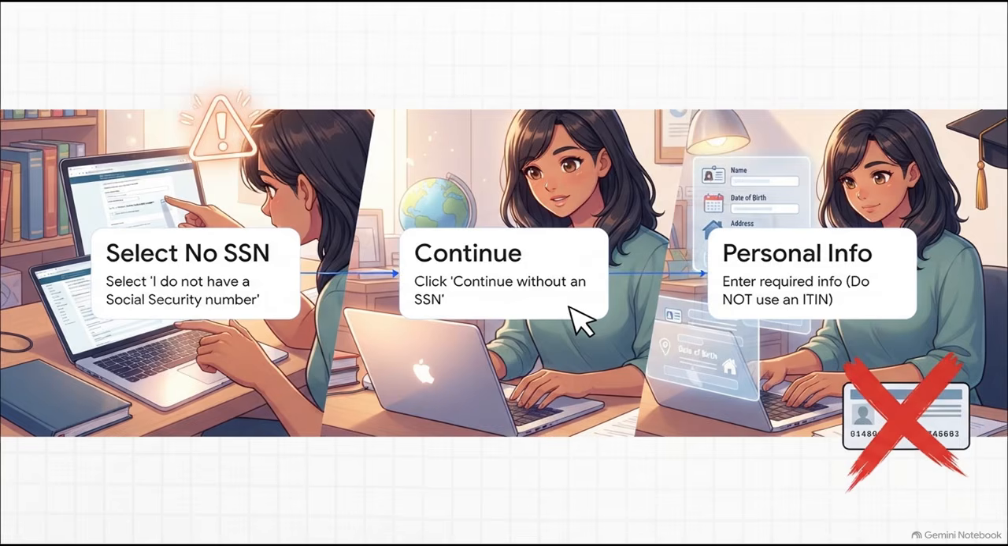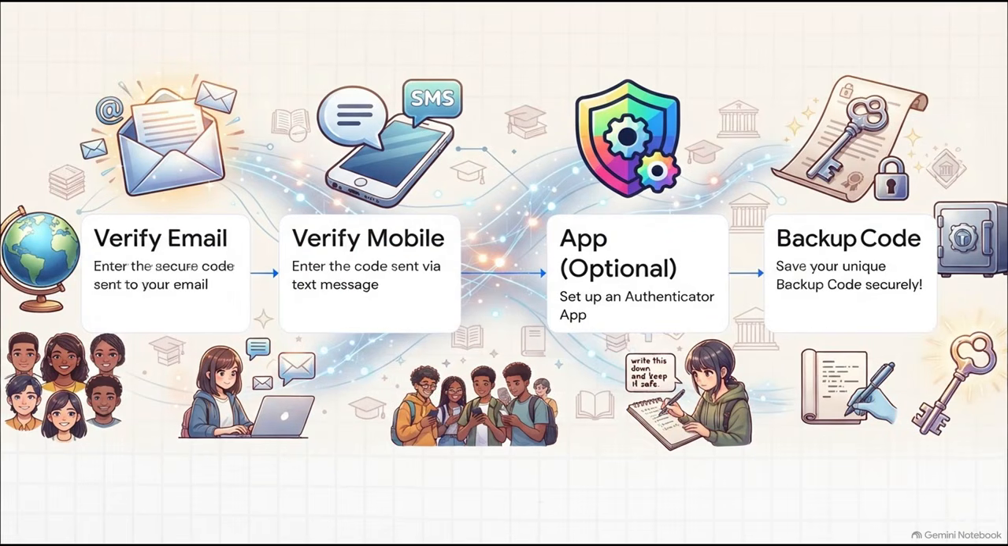Just leave it be. Now, regardless of whether you have an SSN or not, every single user must complete two-step verification. You'll get a secure code sent to your email and another one texted to your mobile phone. You just enter those to verify the accounts. You can also optionally set up an authenticator app. I strongly urge you to set up multiple methods so you never, ever get locked out.